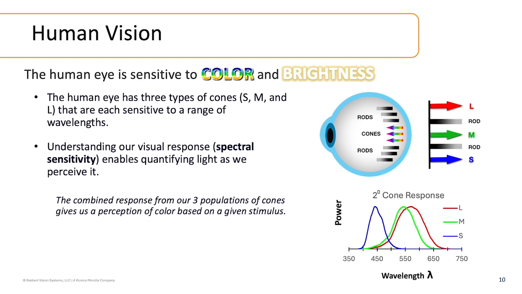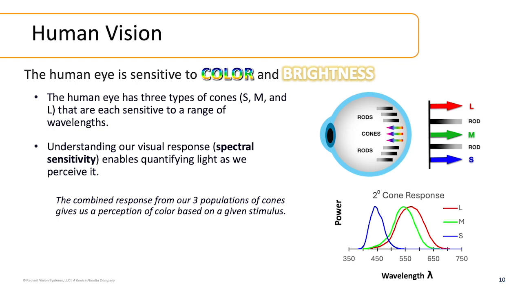In the graph in the lower right is a rough illustration of the normalized response of each of our eyes' cones. This shows how powerful we perceive each wavelength to be. The short cones, denoted as the blue curve, are named due to the short wavelengths of light that they respond to. The medium and long cones, denoted by the green and red curves respectively, are similarly named.